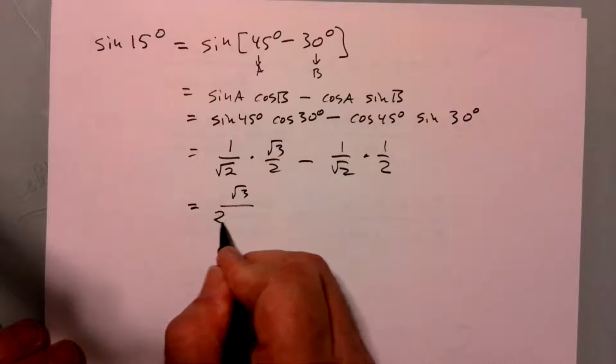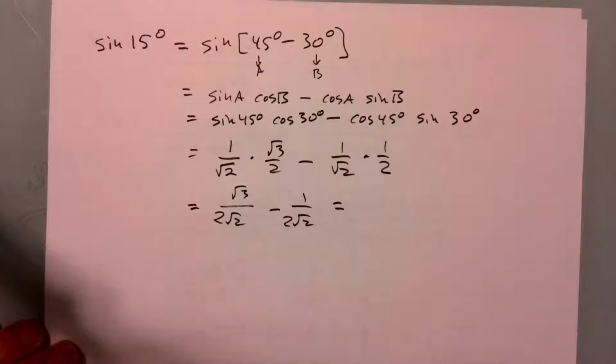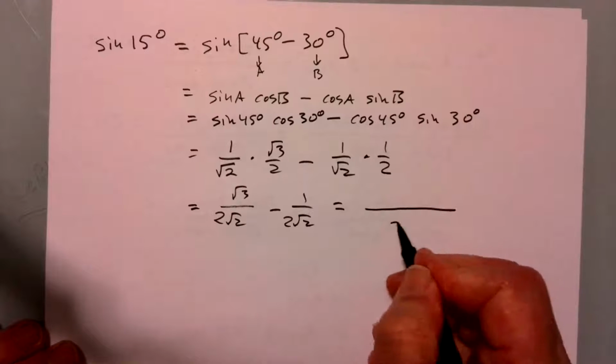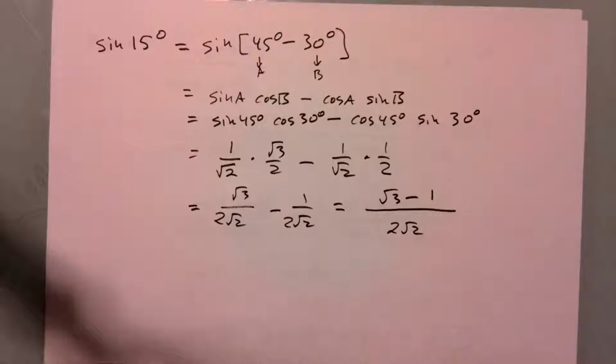So I have root 3 over 2 root 2 minus 1 over 2 root 2. I will make that a single fraction. And I have root 3 minus 1 over 2 root 2.